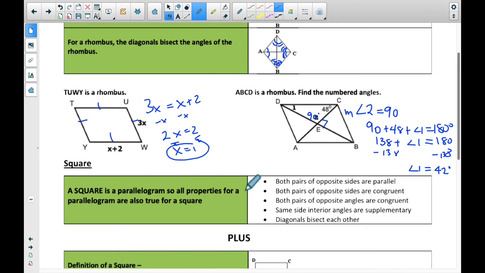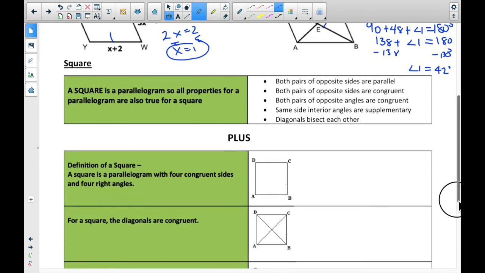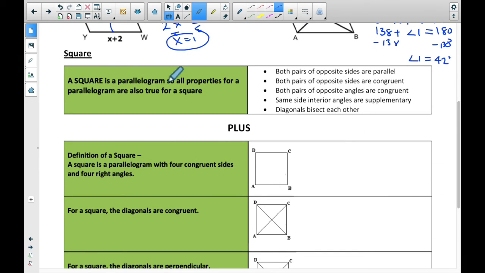And lastly is a square, and a square has a whole bunch of properties. The reason it has so many is because a square is a parallelogram. So again, those first 5: opposite sides are parallel, opposite sides are congruent, opposite angles are congruent, same side interior angles are supplementary, and the diagonals bisect each other. All of those are true.